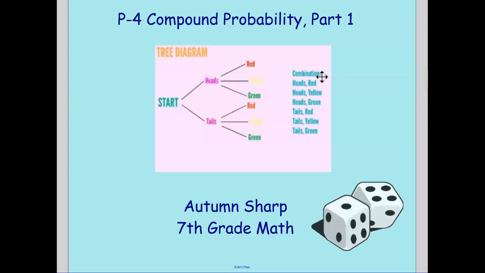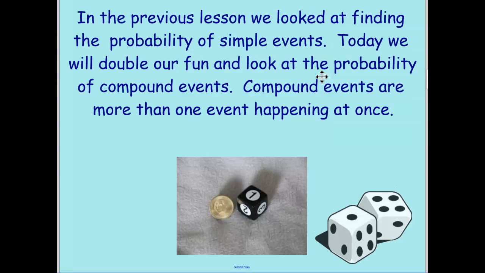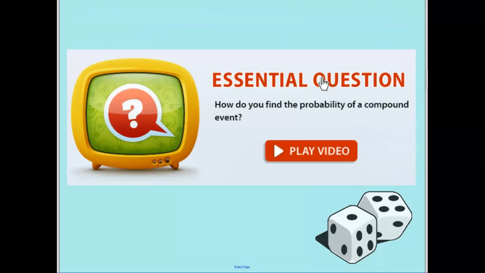We are going to continue talking about probability, and this time we're going to make it a tiny bit more complicated. We're going to talk about compound probability. Before, we just looked at the probability of simple events like rolling one die or flipping one coin. So we're going to double our fun today, and we're going to look at the probability of compound events, which is more than one event happening at once, like rolling two dice or flipping a coin and rolling a dice, things like that. So we're going to start with a little video.